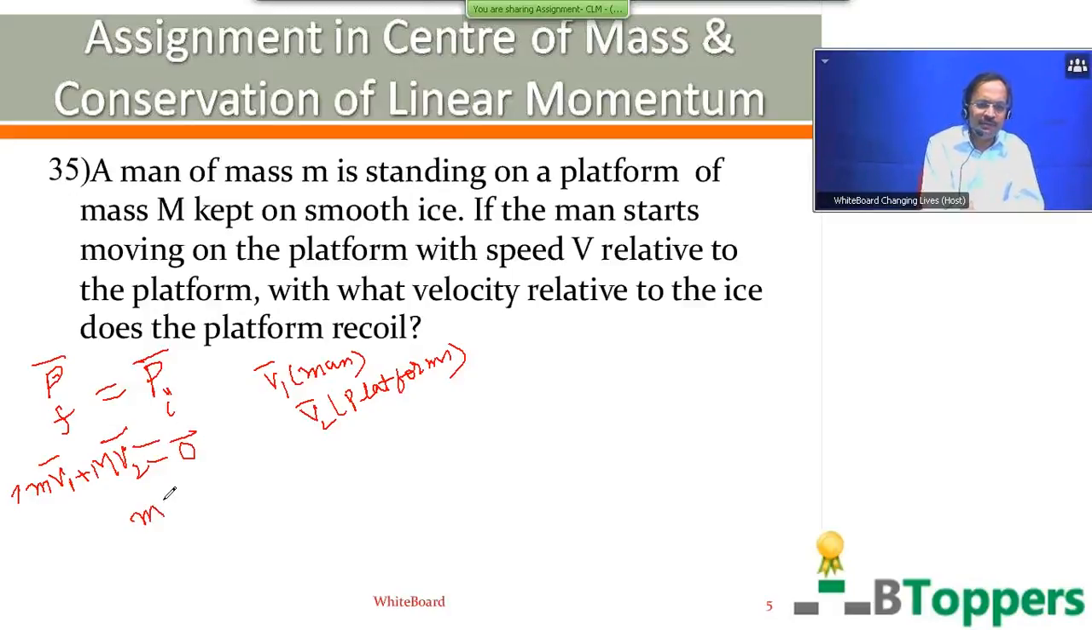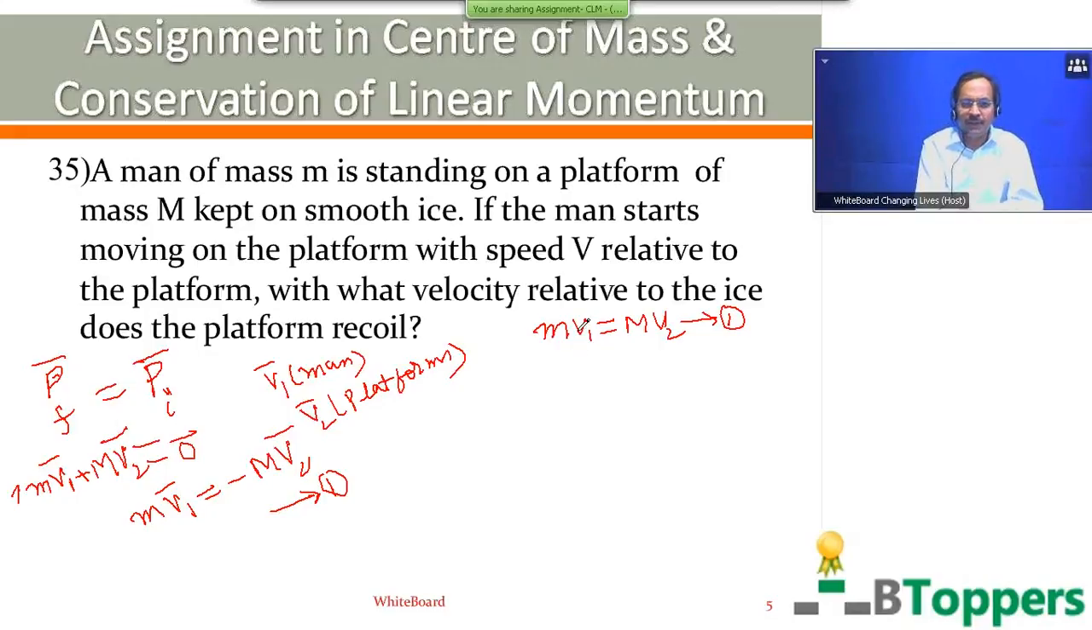So from this you can write small m into V1 bar minus capital M into V2 bar equals zero. V is the magnitude of the relative velocity. So if you consider the magnitudes here, you can write small m into V1 equals capital M into V2. A similar procedure can also be followed for previous questions, question number 33, which I discussed earlier, and 32. But I am doing it in a slightly different way now, in scalar notation.